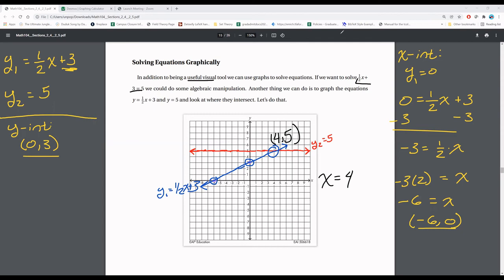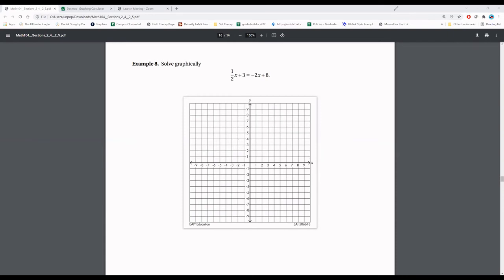Let's confirm this by putting that into the equation. If I do, I get 1/2 times 4 plus 3. That's 1/2 times 4 is 2. 2 plus 3 is 5, and that's what we wanted to see. So this does work. It's a completely valid way to solve equations. All right, let's try it again.